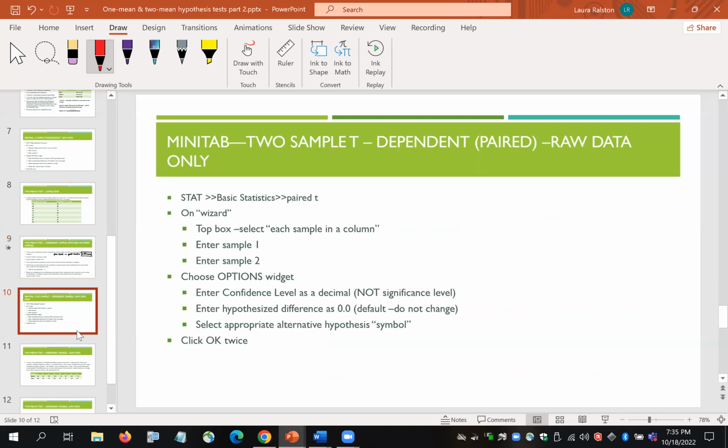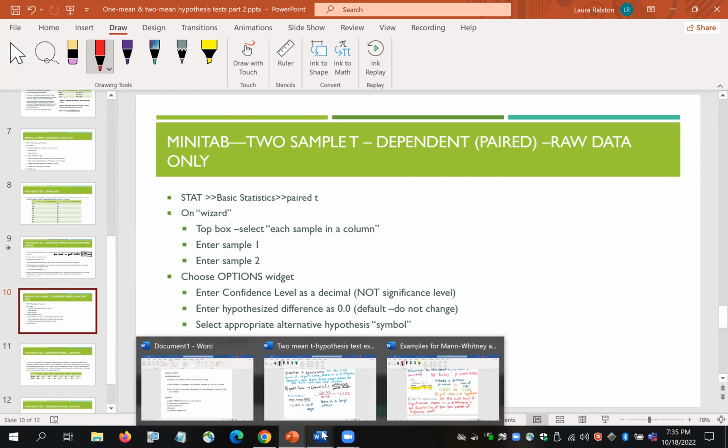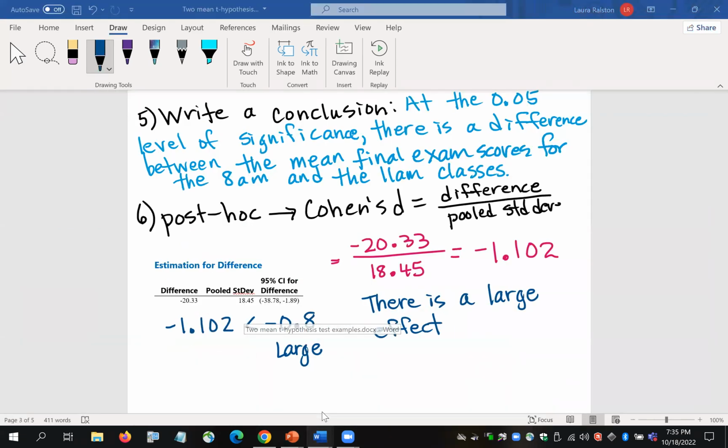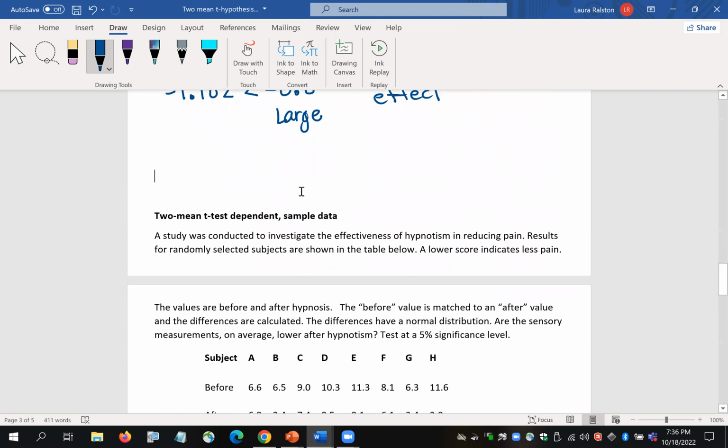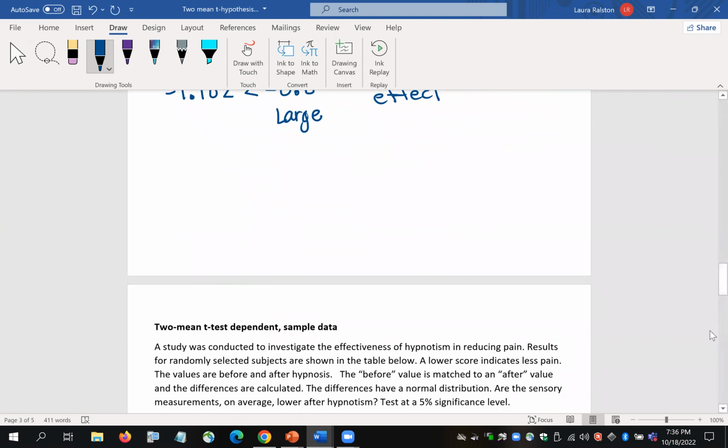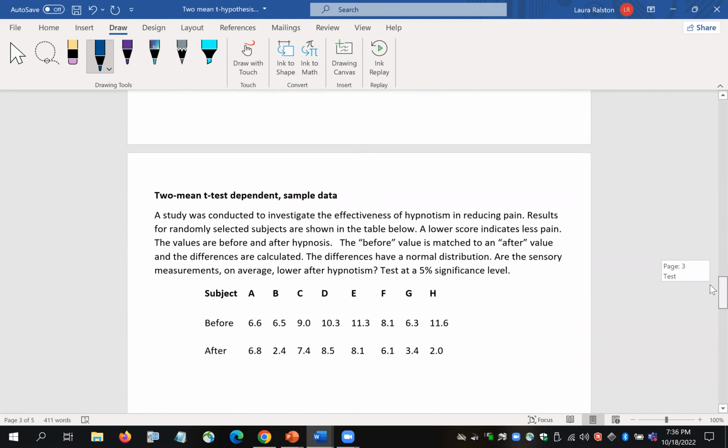I then have on the next slide the keystrokes. And typically with the dependent test, we're often only given the raw data, or you may only be given the differences. In the ones that I have seen on quiz 8 and the examples we're looking at, you are actually given the raw data, not the differences. Minitab will do the differences behind the scenes in the calculation.